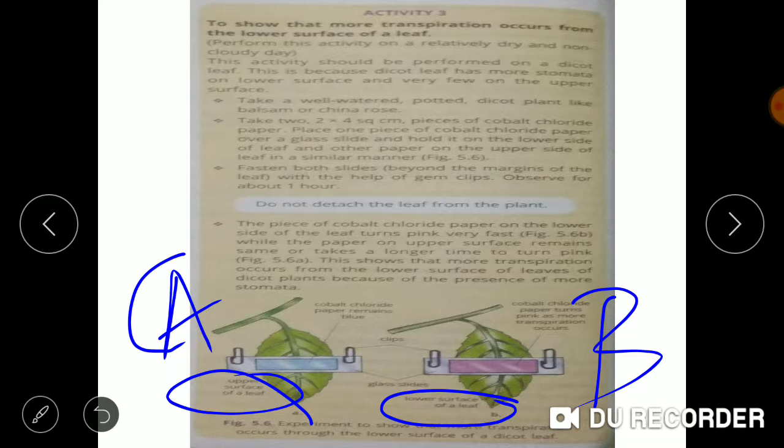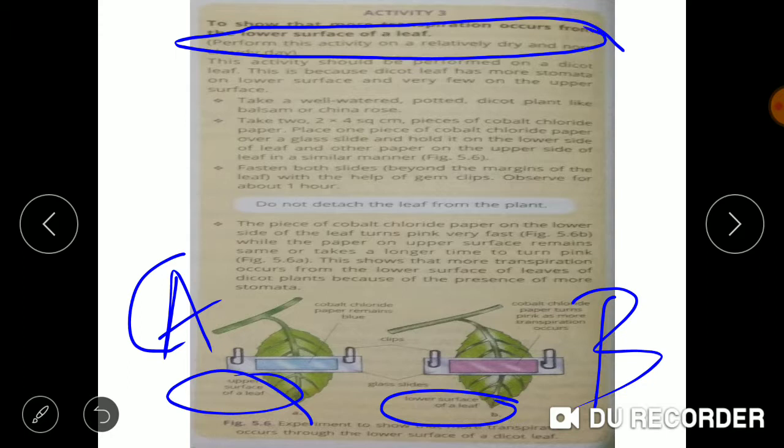So this shows that transpiration occurs more on the lower surface of the leaf as compared to the upper surface of the leaf, due to more stomata on the lower surface as compared to the upper surface.